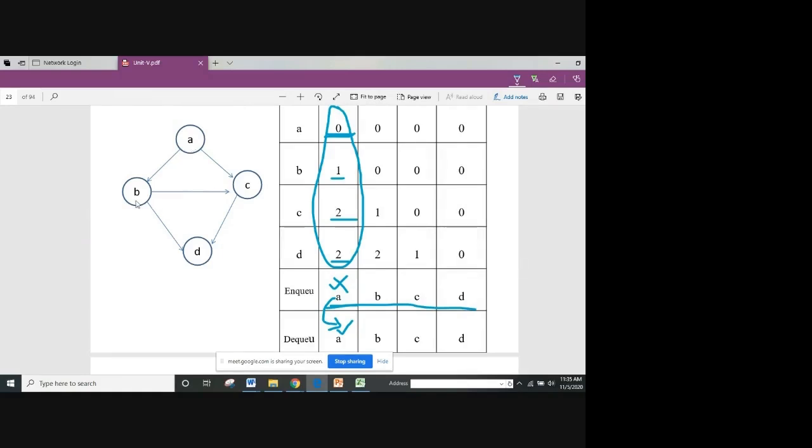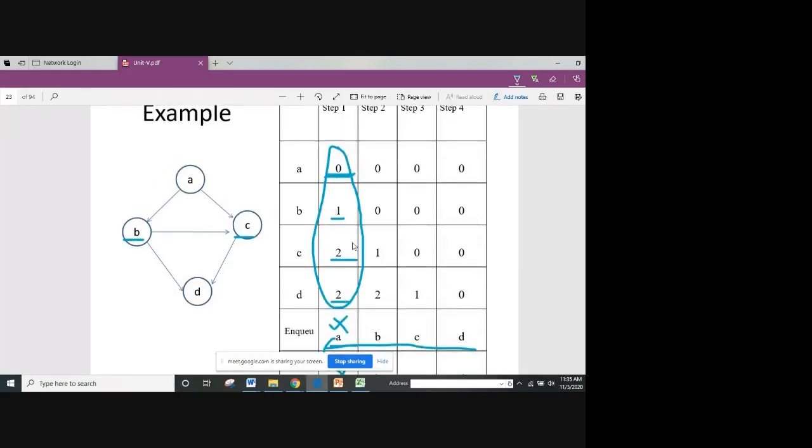B and C are the adjacent vertices of A. So I will go to step 1. The adjacent vertices B and C alone, I will decrement by 1. The in-degree of B is 1, which I decrement to 1 minus 1, so it becomes 0. I put minus 1 for B as well as minus 1 for C. 1 minus 1 is 0, 2 minus 1 is 1. And D is not an adjacent vertex of A, so I just reflect the same value.